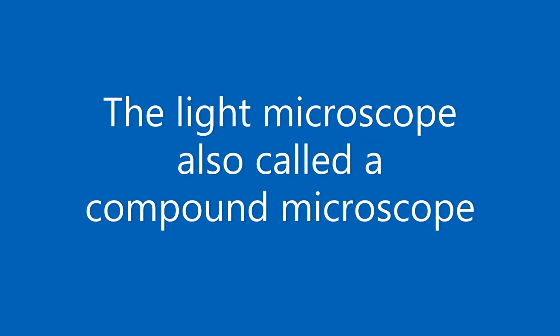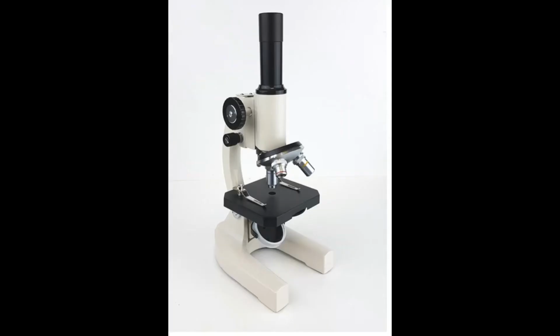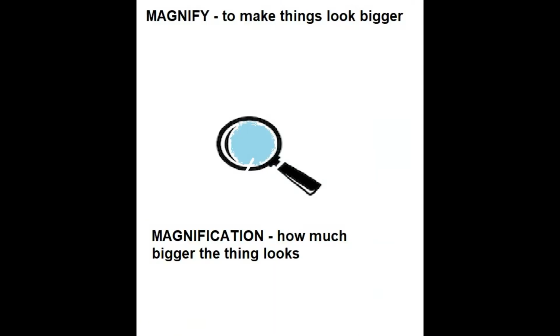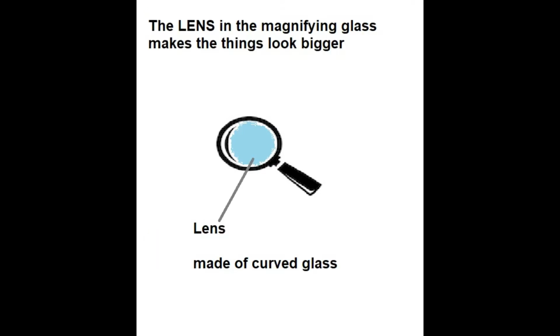This is all about microscopes. The microscope you've got in the lab looks a bit like this, and it's got lenses in it. And the lenses make things look bigger or magnify things. Magnification is how much bigger things look. The lenses are made of curved glass, and there are two of them.